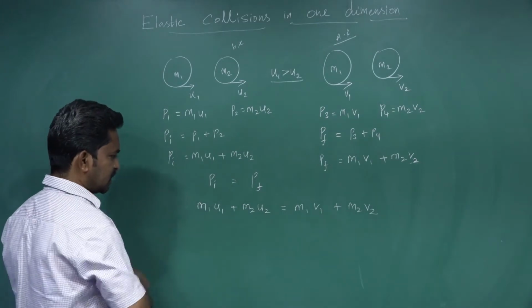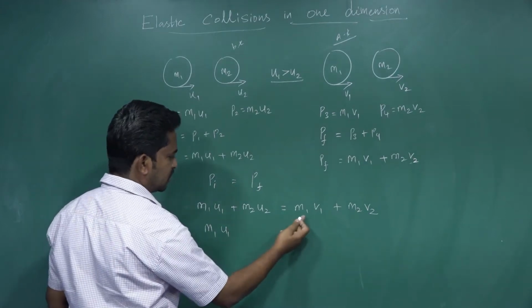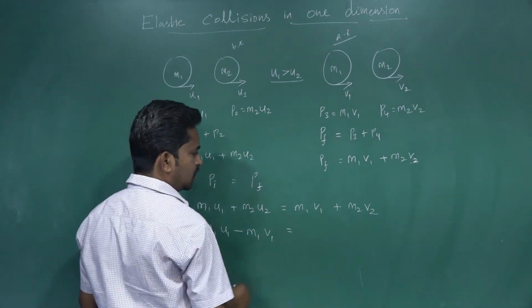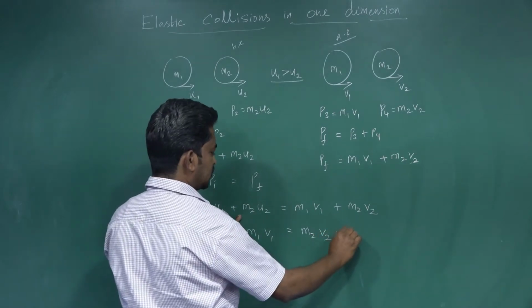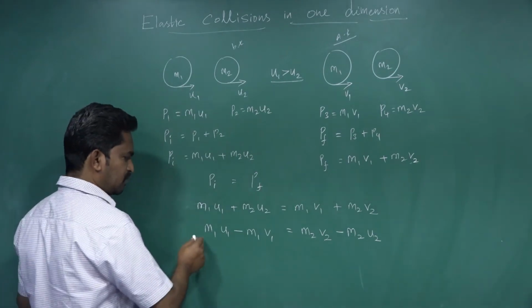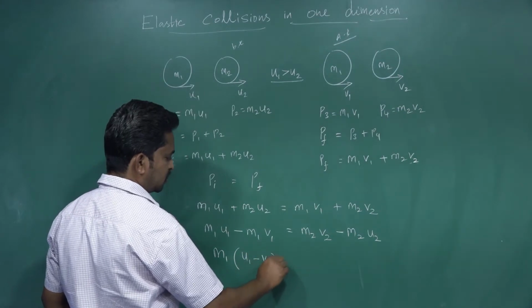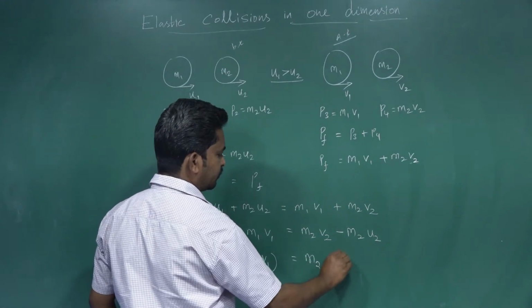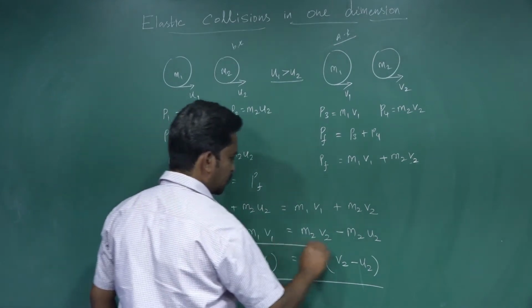For our convenience, I want to rearrange this. The m1 u1 term is moved across, so it becomes negative: m1 u1 minus m1 v1 is equal to m2 v2 minus m2 u2. The common factor is m1 on one side, so m1 of u1 minus v1 is equal to, with common factor m2, m2 of v2 minus u2. This is equation number 1.